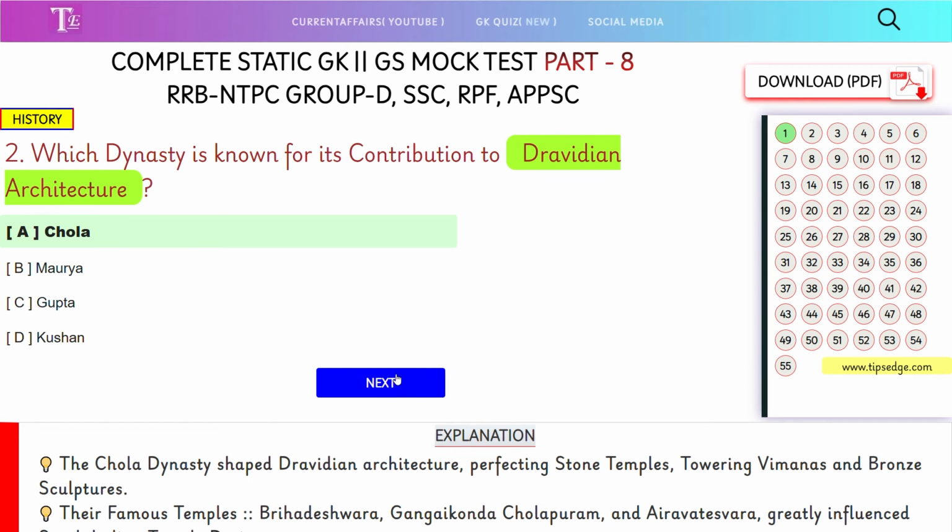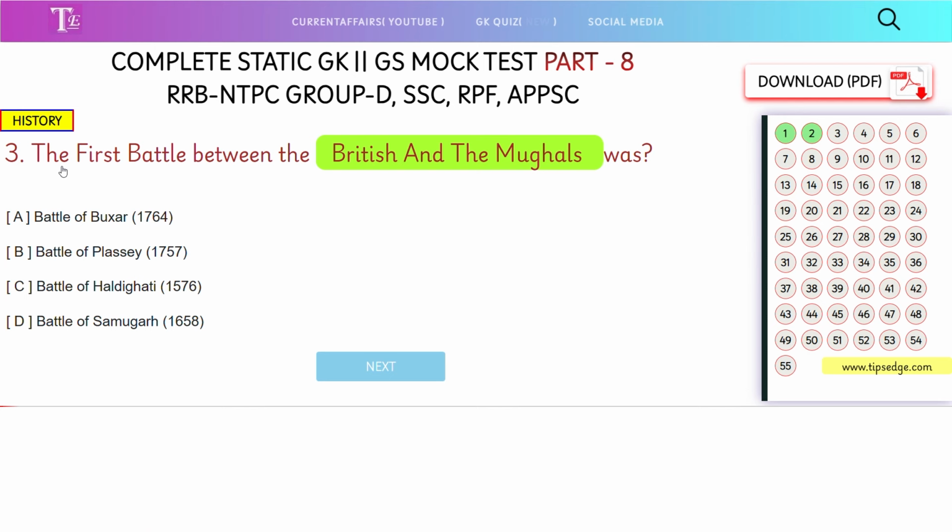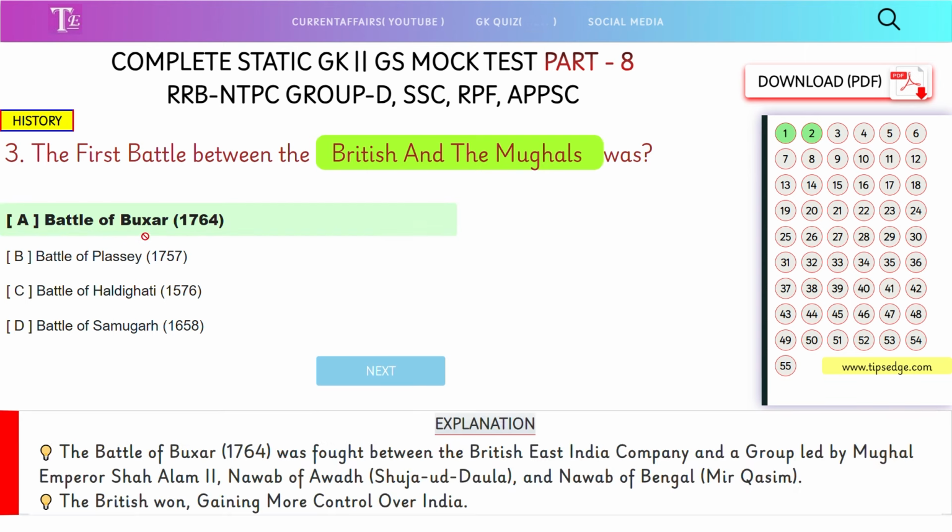Now moving to the third question. The first battle between the British and the Mughals was, answer: Battle of Buxar in 1764. The Battle of Buxar in 1764 was fought between the British East India Company and a group led by Mughal Emperor Shah Alam II, Nawab of Awadh, also called Shujauddaulah, and Nawab of Bengal Mir Qasim. The British won, gaining more control over India.